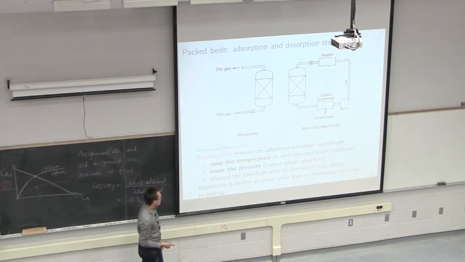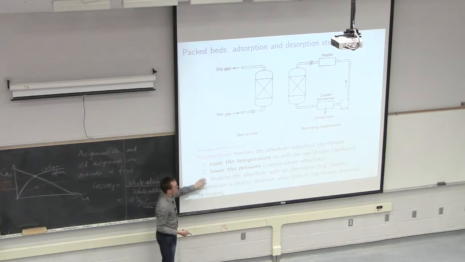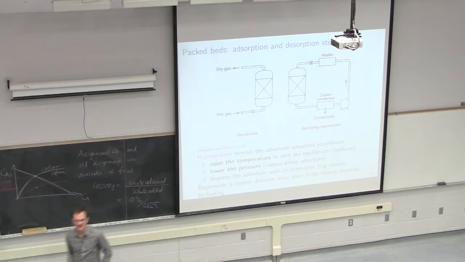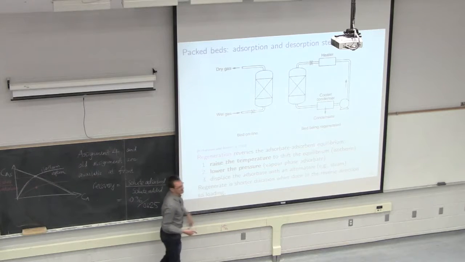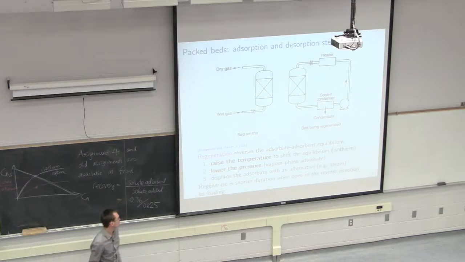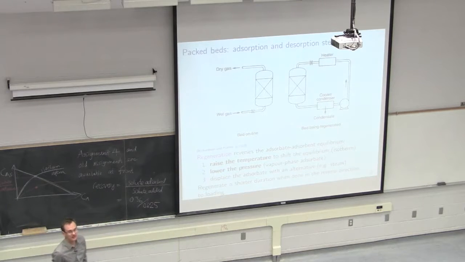The other way that you could also desorb is by replacing the sites on the adsorbent with some other species. Steam is a good one that often gets used. You can displace your solute with steam, drive off your solute, and that actually does both here. It raises the temperature and it displaces the previous solute, and you regenerate the bed in that way. So there's several alternatives.